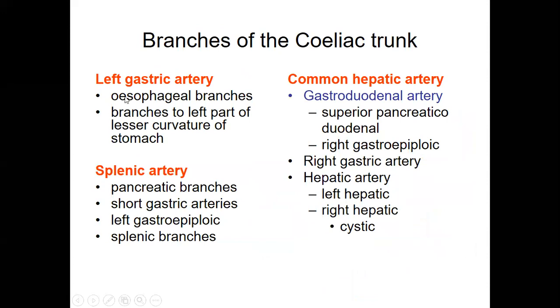For the branches of the celiac trunk, I think I mentioned them earlier in my lecture. We have three branches that arise from the celiac trunk: the left gastric artery, the splenic artery, and the common hepatic artery.